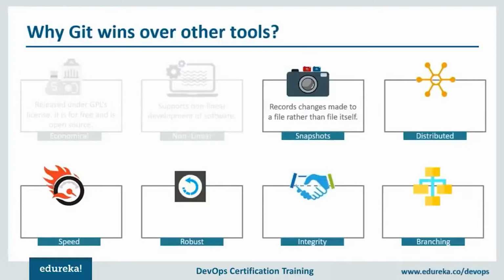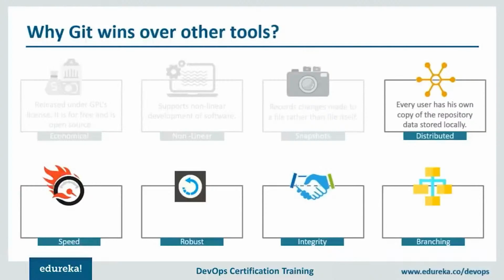Next, coming up in the list, we have Git providing the concept of snapshots. Git records the changes made to the file rather than changing the file itself. So as I told you in the example before, if a web page was added and some photos were added in it, Git would maintain a snapshot of the photos added in the new web page. Now, after that, in the list, we have Git offering a distributed architecture. As Git is a distributed version control system, every user has their own copy of repository data stored locally. So no changes are made to the central repository unless and until they are pushed from the local repositories. This is one of the biggest advantages why Git wins over the other tools.